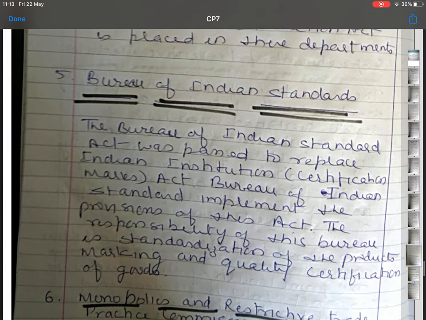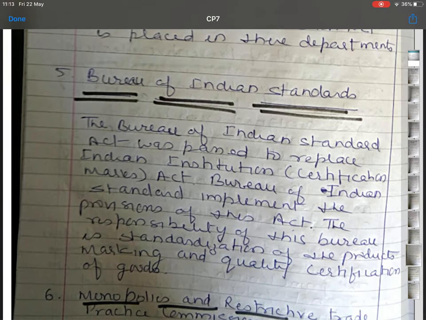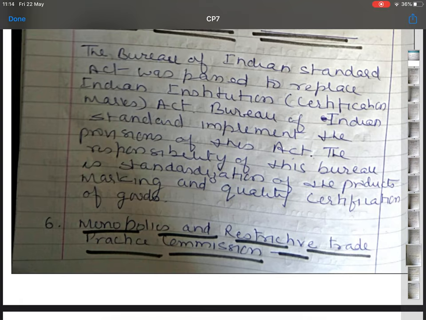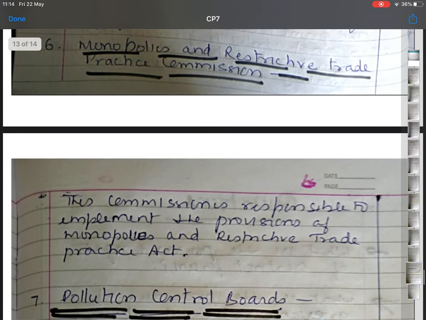Now the Bureau of Indian Standards Act was passed to replace the Indian Standards Institution Certification Marks Act. So the Bureau of Indian Standards implements the provisions of this act. The responsibility of this bureau is standardization of the products, marking and quality certification of the goods. Now the next department is Monopolies and Restrictive Trade Practices Commission. These commissions are responsible to implement the provisions on monopolies and restrictive trade practices in the country.